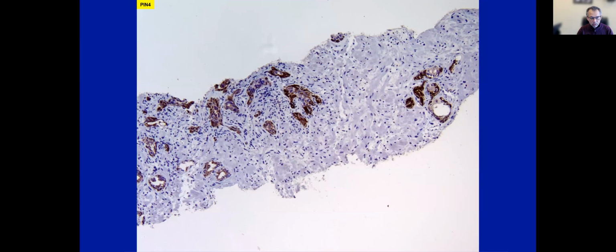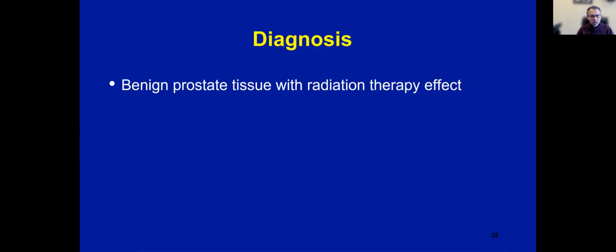And if you are in doubt, you can do basal cell markers, which can very effectively show you that you are dealing with a benign gland because of the radiation treatment effect. Again, in my experience, urologists hardly ever provide you this history. So if you do not recognize this treatment effect, you can go down to a wrong diagnosis.